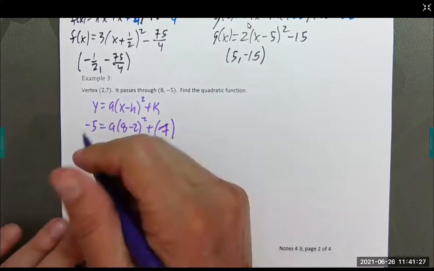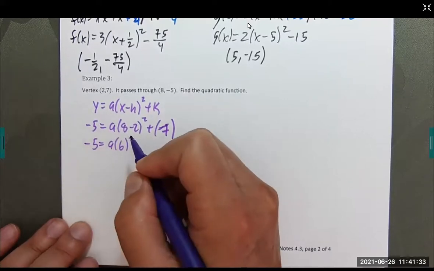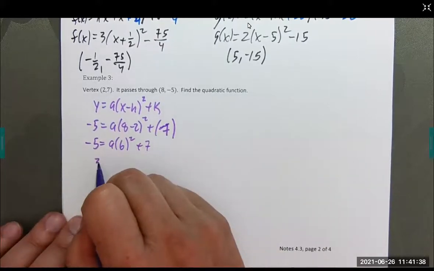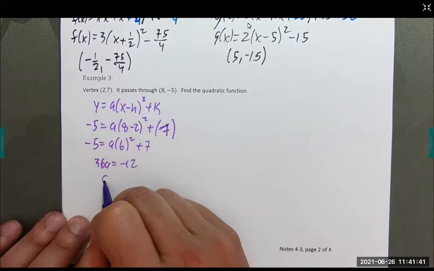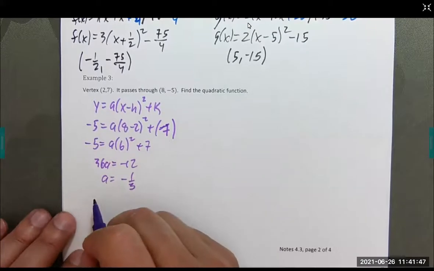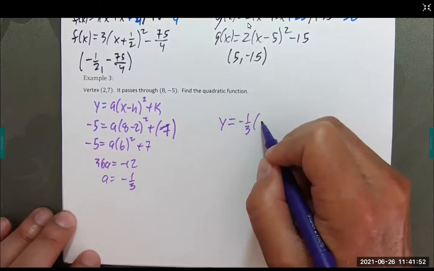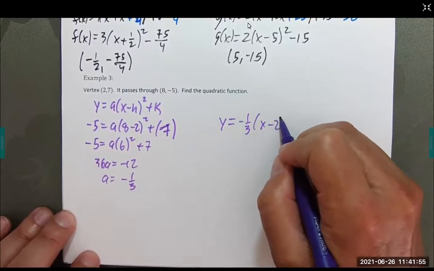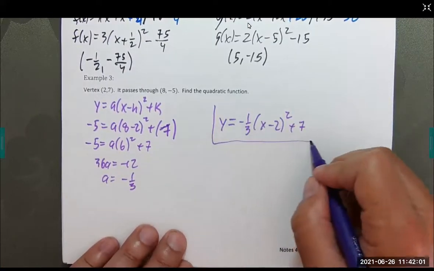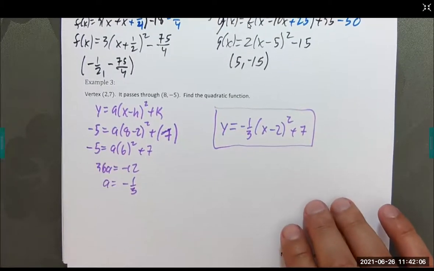All right, so I'm going to move the 7 over and square this. So this is 36a equals -12. A is -1/3. So my final function is -1/3 (x minus 2) squared plus 7. Moving on.